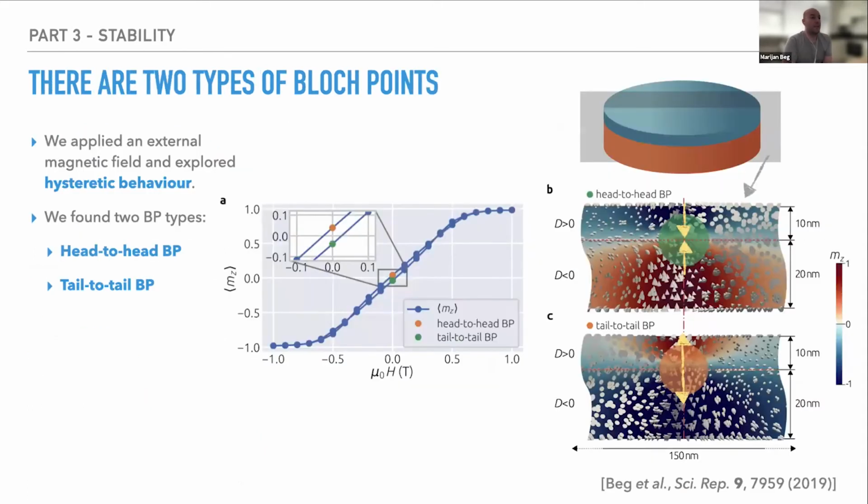Then we looked at the hysteretic behavior, and we found that the system undergoes hysteretic behavior when varying an external magnetic field, and that we can have 2 different types of Bloch points, which could be head-to-head or tail-to-tail. So this is the first example of how we could manipulate Bloch points by applying an out-of-plane magnetic field and switch the type of Bloch point from head-to-head to tail-to-tail.